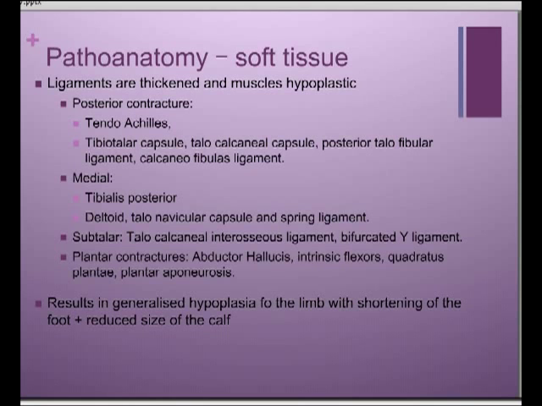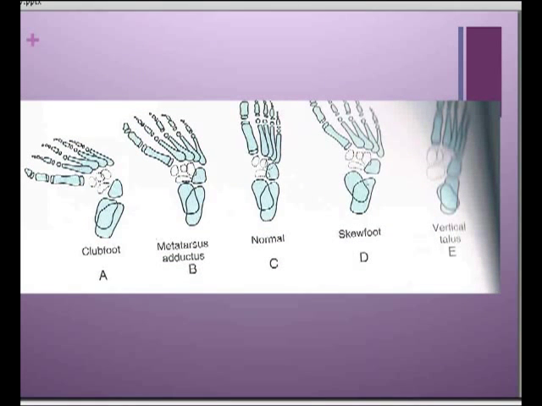This is a diagram from Miller's that's comparing the different deformities. The middle is a normal foot, and the talus, this bone. In clubfoot, there is hind foot varus, so the calcaneus is in a different position. In contrast, in the other foot there's normal hind foot alignment, but the forefoot, or just the metatarsals, are adducted.